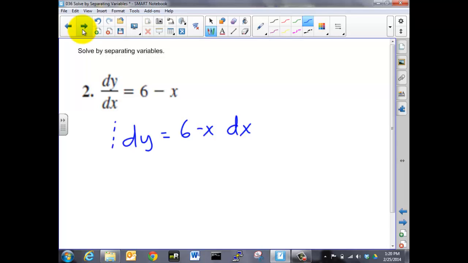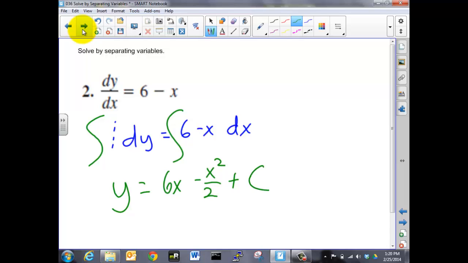That's right. There's an understood 1 there. So when we do go through and integrate the left side, we get a y. And when we integrate 6 minus x, we get 6x minus x squared over 2 plus c. Does that seem logical to everyone?